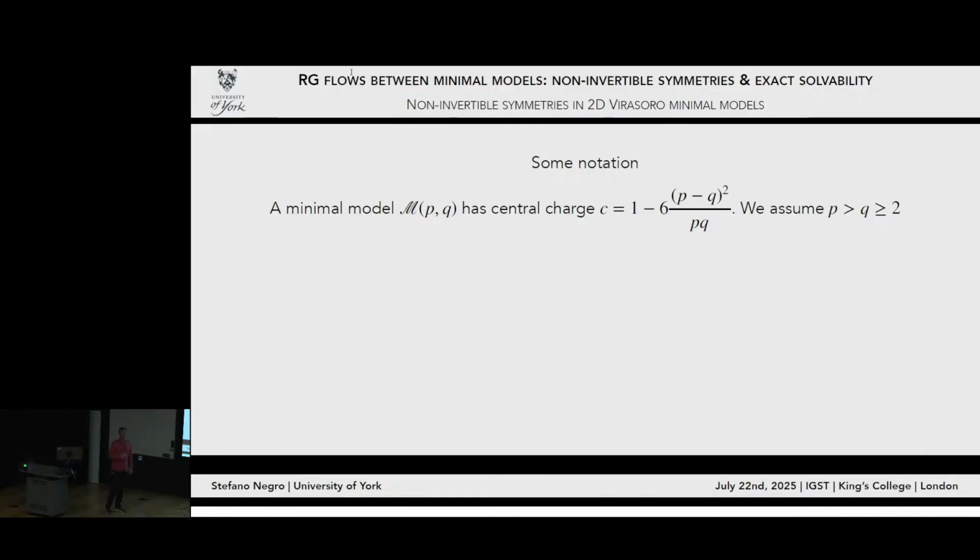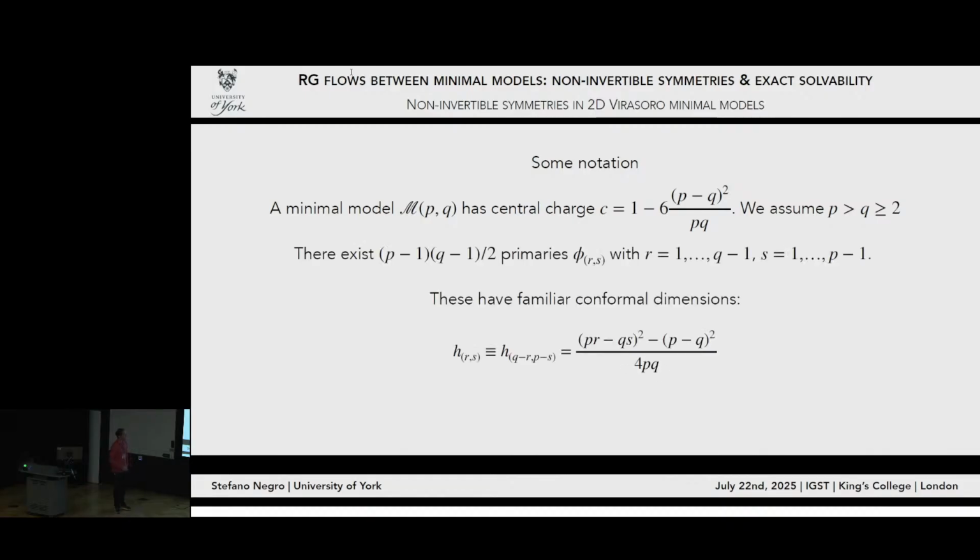in this ordering. So P is bigger than Q. That's not the usual one, but it's easier for me, though there is no real reason. I can just rearrange them and the formula will remain the same, I just need to switch the parameters. But this is the way that I chose it. And the central charge is, as you all know, this one.